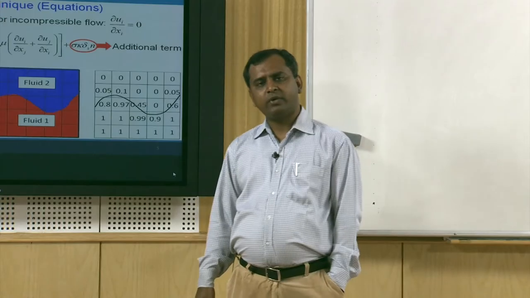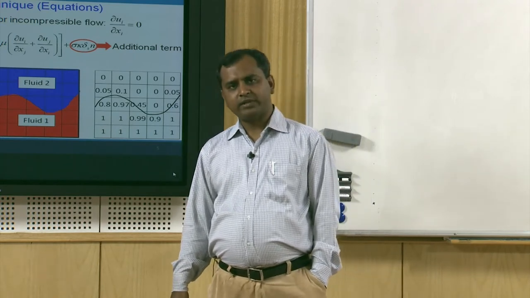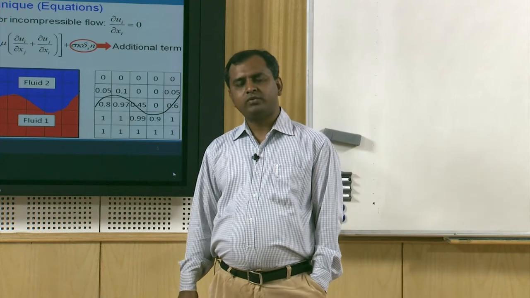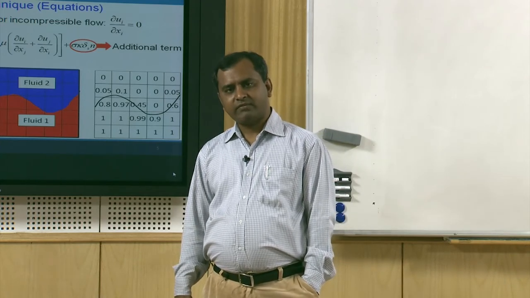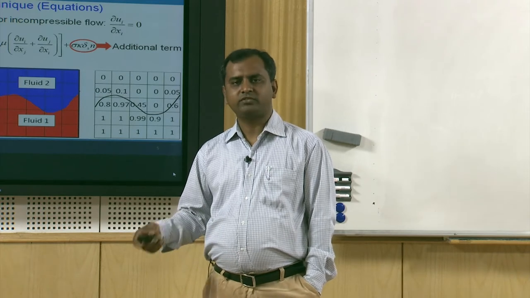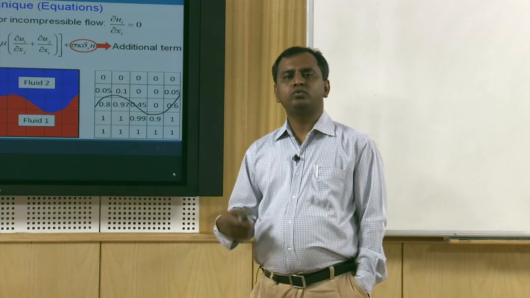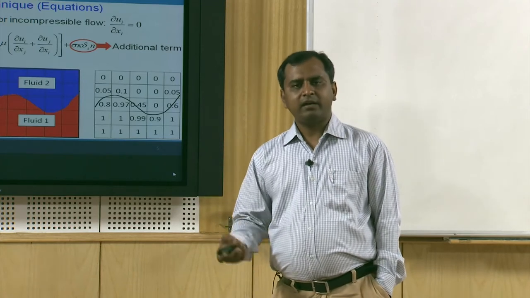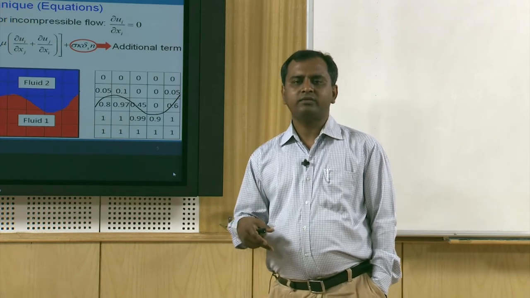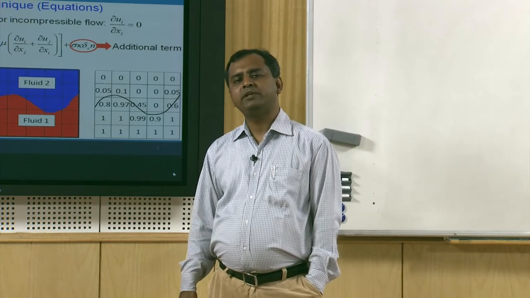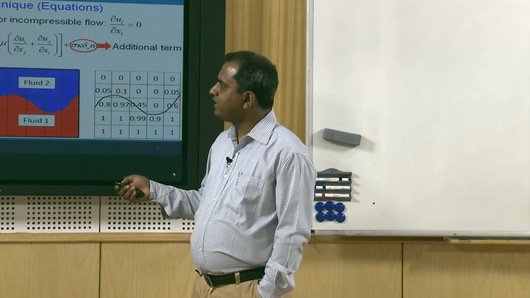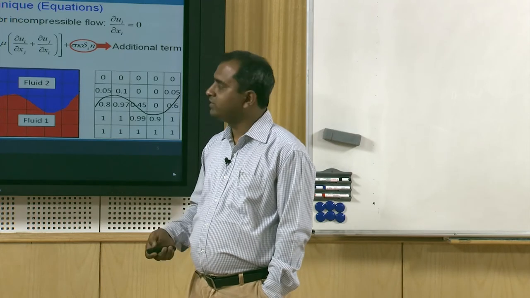So, that means let us say we are talking about two fluids, 1 and 2, where 1 is the first fluid and 2 is the second fluid. In that case you will find that we have C1 equals 1 in the bulk of the first fluid, and C2 equals 1 in the bulk of the second fluid, and the corresponding values of C2 and C1 in the first fluid and second fluid become 0. Okay. So, we can define the density based on the volume fraction of either of these two fluids.